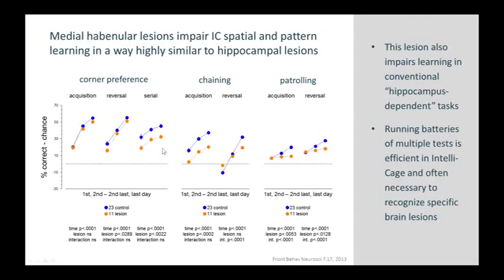We also tested animals with the medial habenular lesions in this test battery, and as you can see here, they show a profile of the effects that is virtually identical to what we saw in hippocampally lesioned animals. So they were normal in acquisition or very slightly impaired in reversal training, and then strongly impaired in all the remaining more complex tasks. So even though these animals do not have hippocampal lesions, they share their pattern of deficits with animals that have hippocampal lesions.